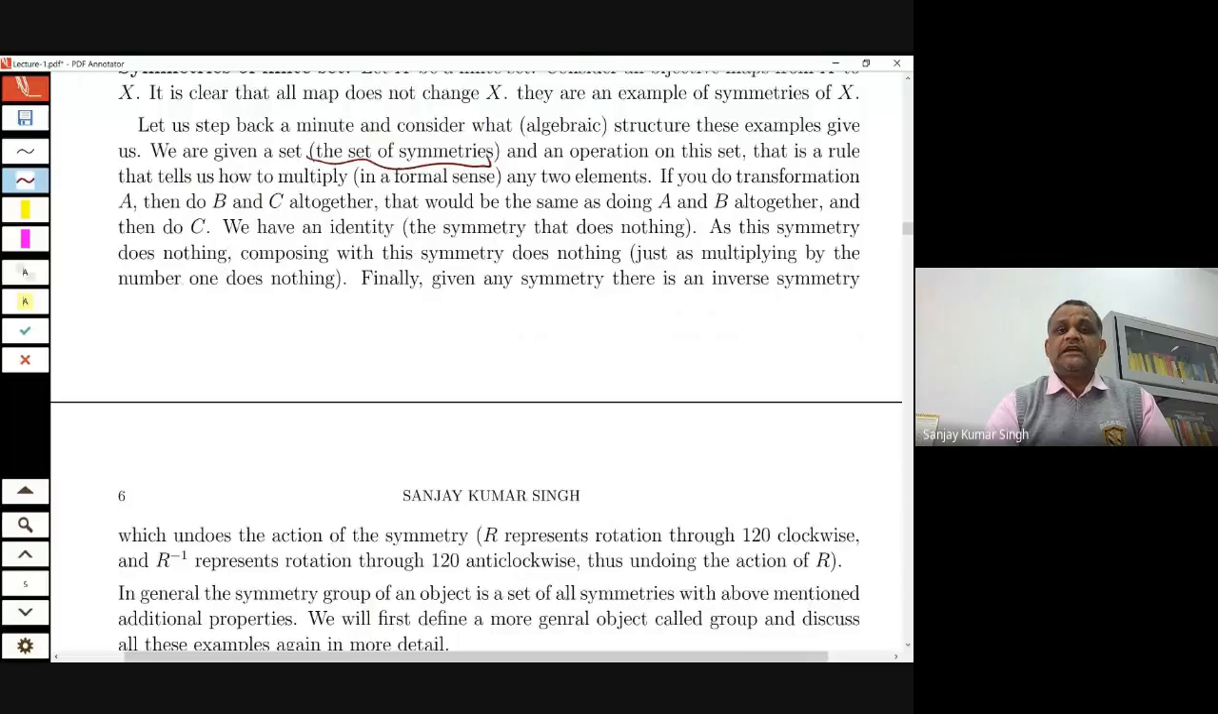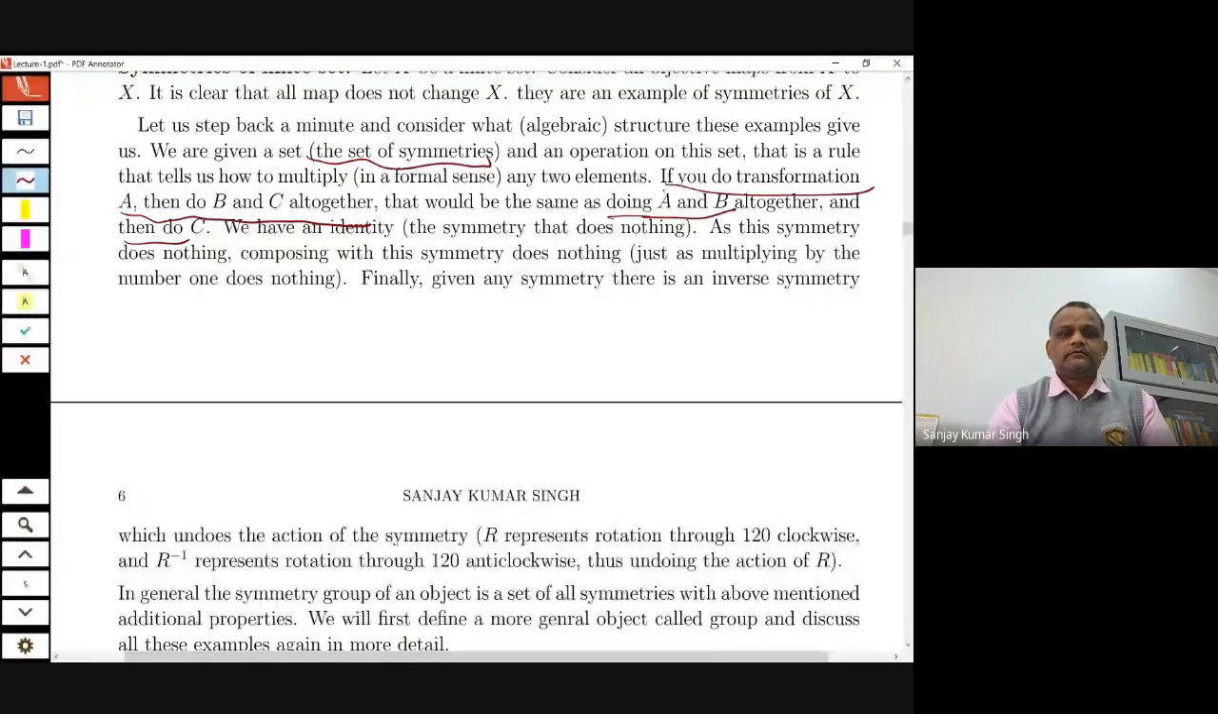And similarly, it has a nicer property like that. If you do a transformation A and do B and C together, then it is also the same as doing the transformation AB together, and after that applying C. Of course, there is another transformation, something called the identity map here. And what does it do? It does nothing. It is a symmetry which does nothing.